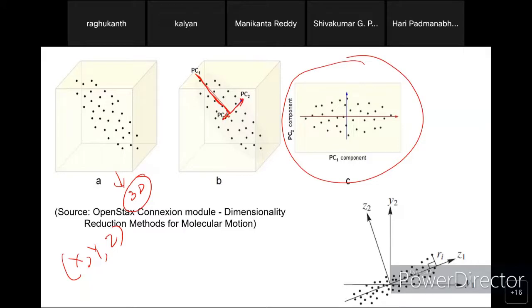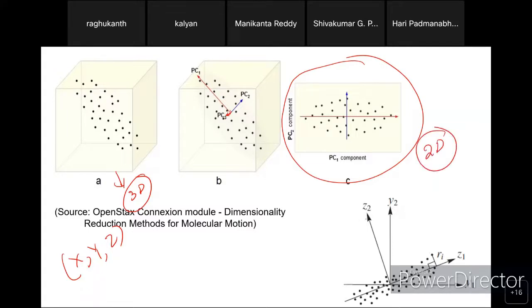So now finally what has happened? PC3 is almost 0. The length of the arrow also indicates the variance. So the length is high means variance is also high. PC3 is very, very minor actually. You can neglect it. So finally from 3D, we have come to 2 dimensions. That is the idea here.